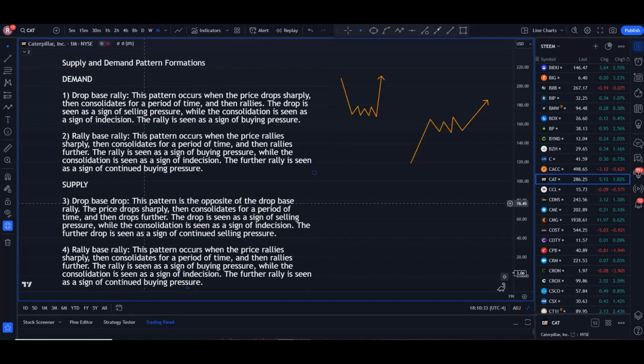Then you have two formations in the supply level. Drop, base, drop. This pattern is the opposite of the drop, base, rally. The price drops sharply, then consolidates for a period of time, and then drops further. The drop is seen as a sign of selling pressure, while the consolidation is seen as a sign of indecision. The further drop is seen as a sign of continued selling pressure.